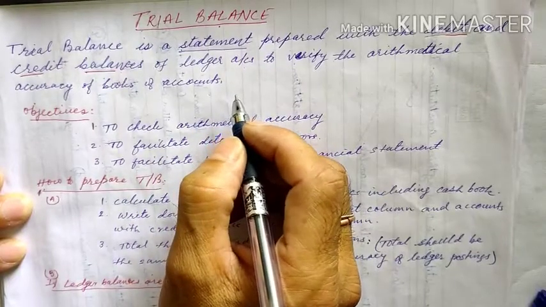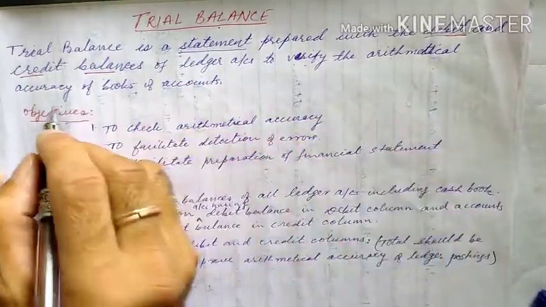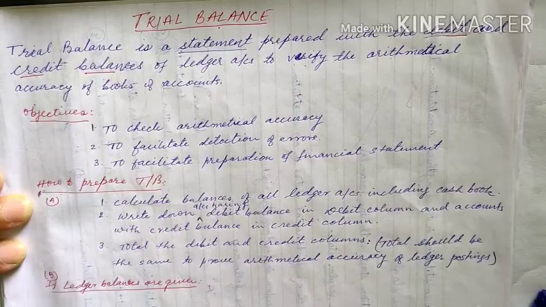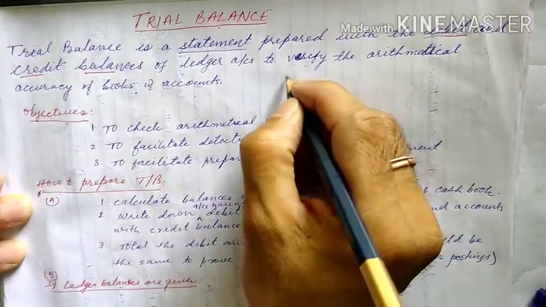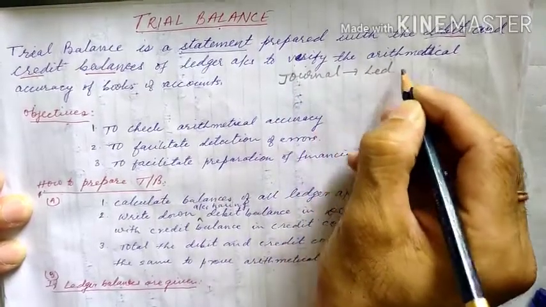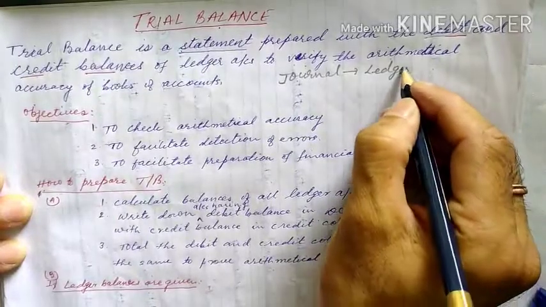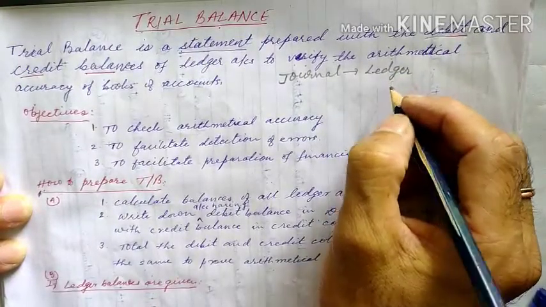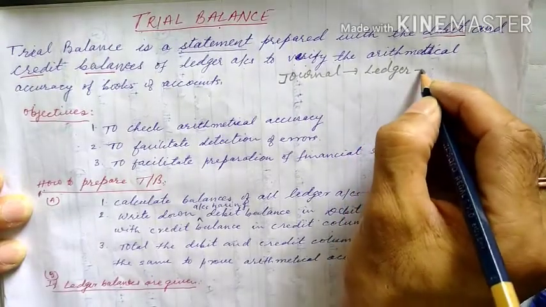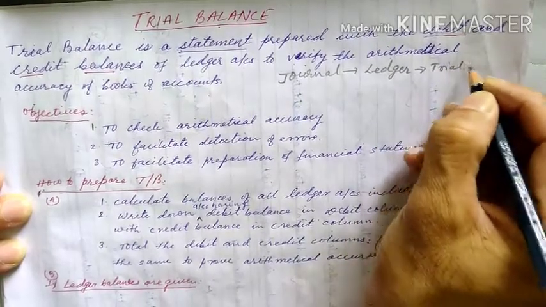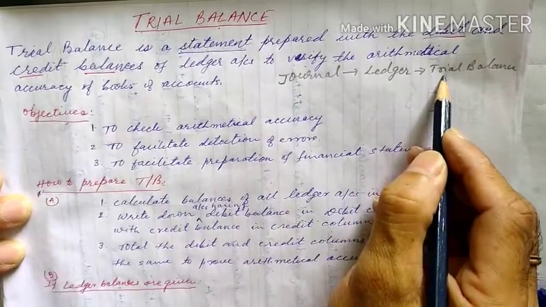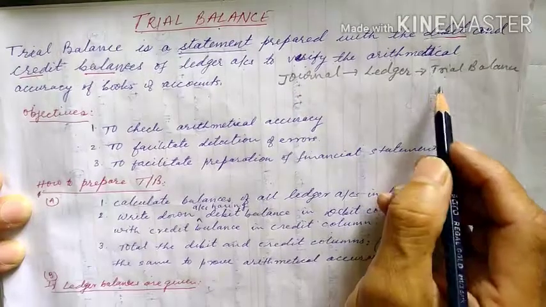And what is the purpose of preparing a trial balance? To verify the arithmetical accuracy of books of accounts. Now, as you know, business transactions are recorded in a book called the journal. From the journal, they are posted to another book called the ledger. And in the ledger, the balances are calculated, that means the closing balances. These closing balances are considered to prepare a trial balance. So as you can see here, trial balance is the third step in the accounting process.